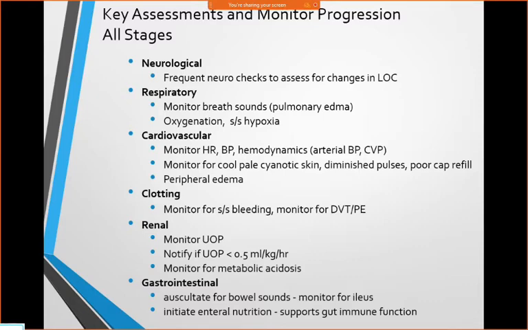check for oxygenation, signs and symptoms of hypoxia. Cardiovascular, monitor the heart rate, the blood pressure, and look at the pulses, the perfusion, the warmth of the skin, any edema. For the liver and the GI system, if you're going into liver failure, you're going to have trouble clotting. If you're in acidosis, you're going to have trouble clotting. If you have low bowel sounds or an ileus, all these things are decreased perfusion. And then, of course, the kidney, when it's decreased perfused, we start seeing a decreased urine output. So there's a lot of things to look for when we're worried about a patient going into progressive or worsening stages of shock.